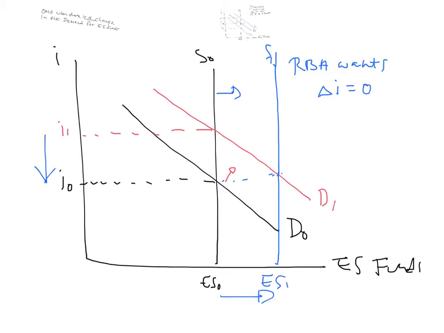So the Reserve Bank of Australia, in order to maintain the interest rate or cash rate at I0 in the face of an increase in economic activity, will have to increase the supply of exchange settlements. This implies that it has to run expansionary monetary policy.